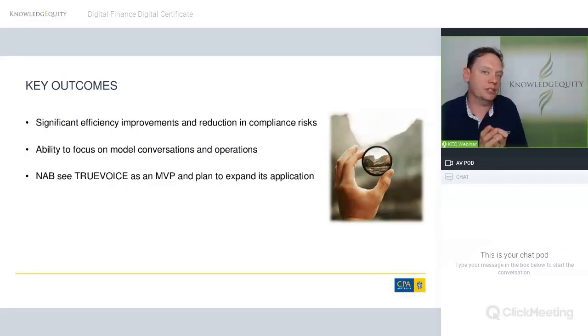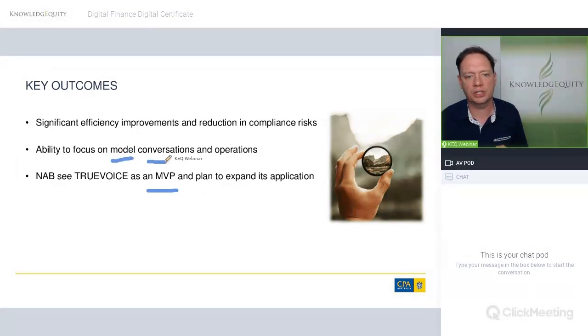So key outcomes in summary is that now we're able to get significant efficiency and effectiveness improvements. And overall, they got what they needed, which was a reduction in the compliance risk. But importantly, in conversations with senior management, they said that True Voice was kind of like a minimal viable product, if you know that entrepreneurial term, to NAB, and that they realized early on, this has a lot of other applications. We can use this to create the idea of model conversations.